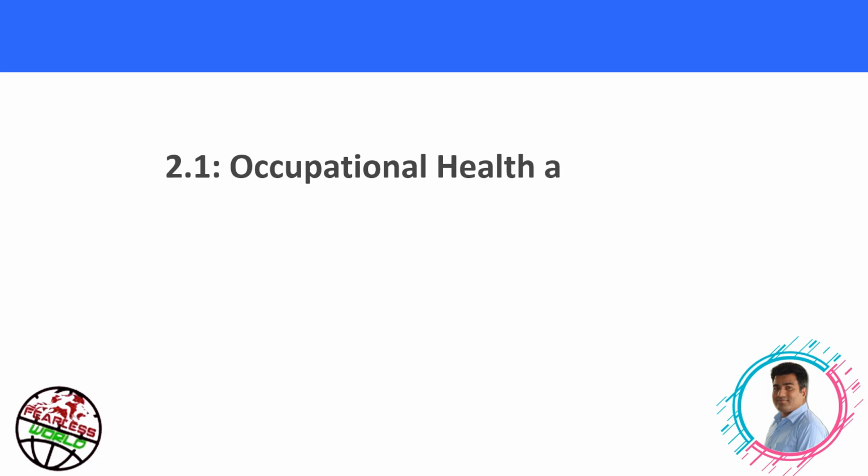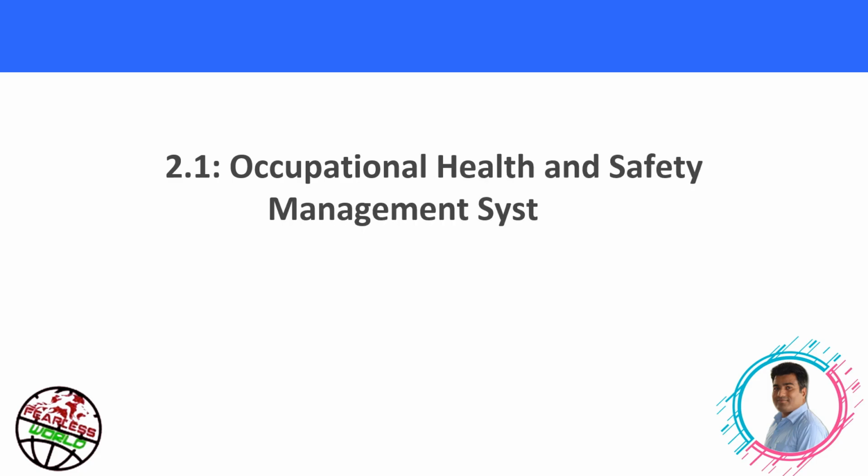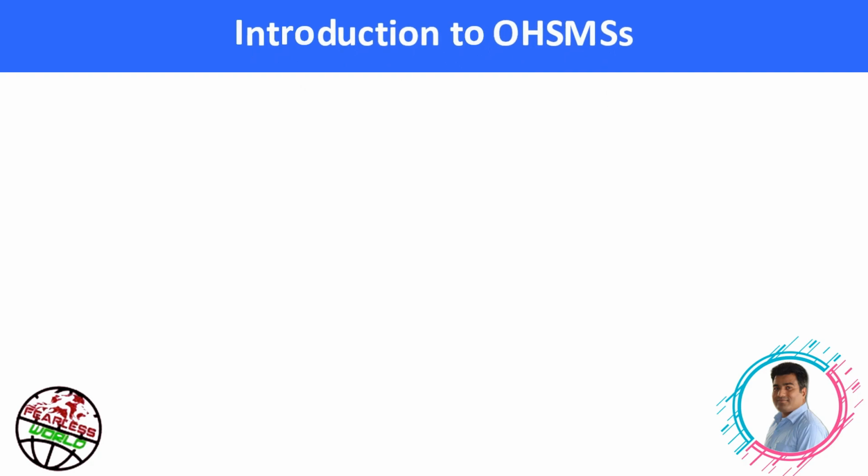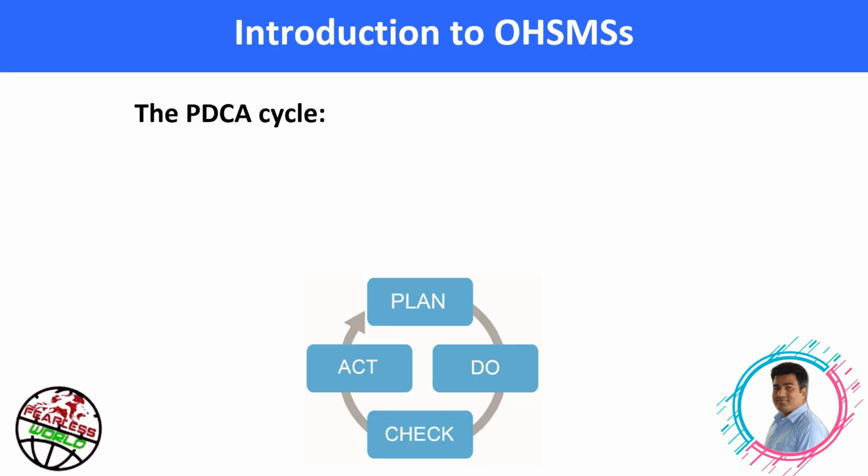Let's start. 2.1 Occupational Health and Safety Management Systems. Introduction to Occupational Health and Safety Management Systems. First, we have to know the PDCA cycle. Its meanings are as follows.